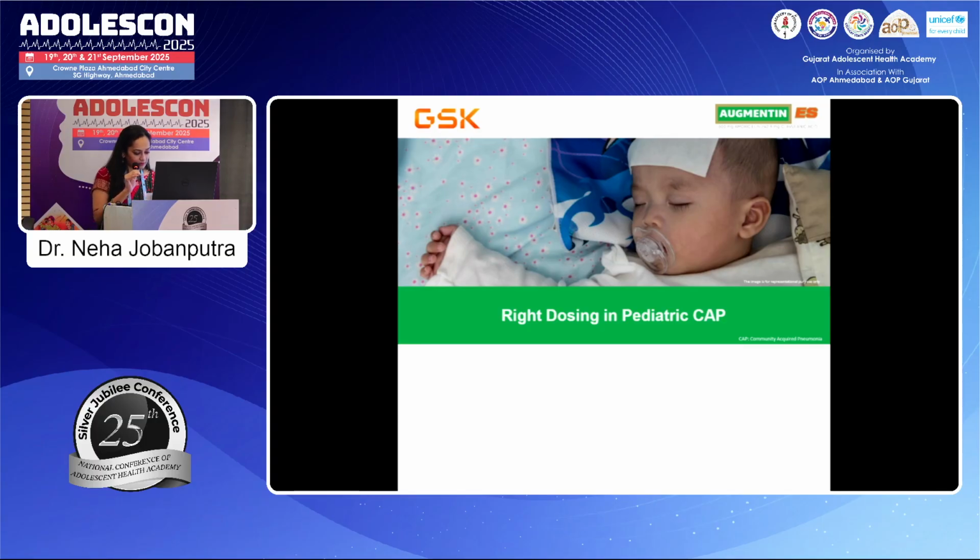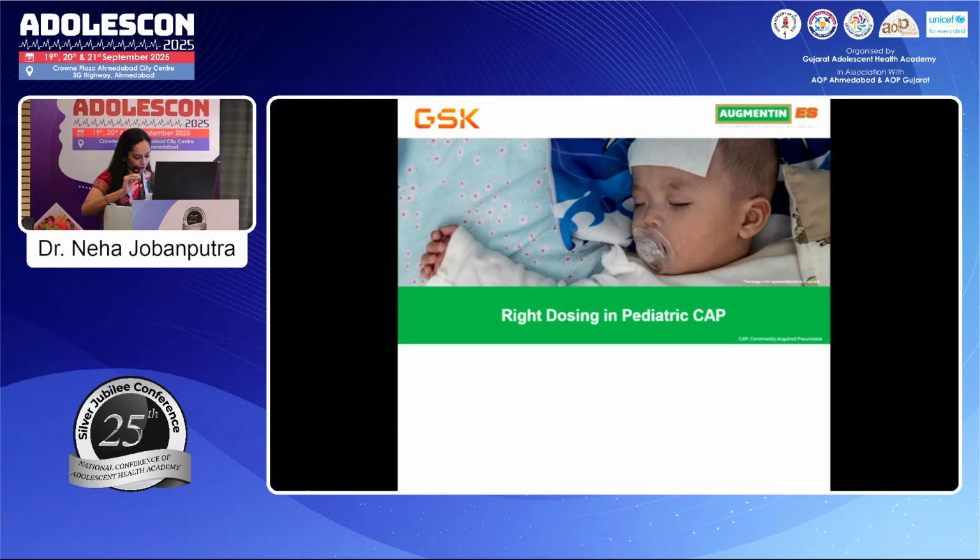It's a pleasure to be with so many pediatricians to discuss an issue that touches every OPD and ward round: the role of right antibiotic dose in pediatric community-acquired pneumonia. I'm very sure many of us have treated at least one case of pediatric community-acquired pneumonia in this last week.